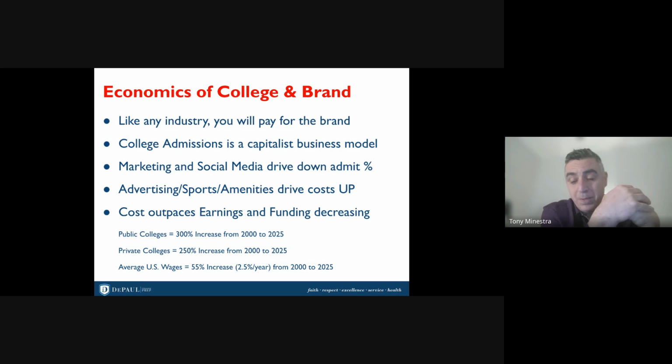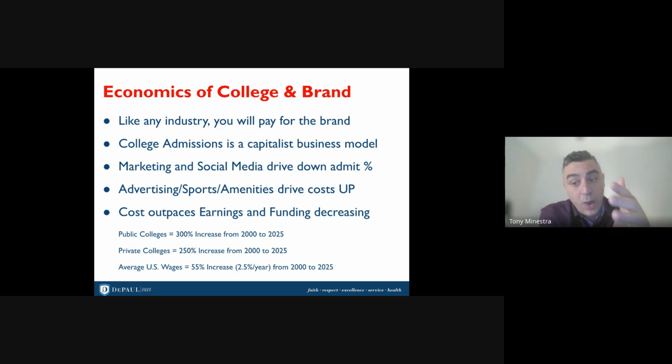Advertising is a big cost contributor as to why costs are going up for colleges. Sports, believe it or not, very few colleges, less than 5 colleges, make money on their athletic programs nationally. Sports cost colleges money. And amenities, lazy rivers, rock climbing walls, right? Marble countertops in the bathroom. All of these factors are driving costs up, which has made things difficult for families. In fact, from 2000 to 2025, public colleges have increased on average about 300% in their cost of attendance. Private colleges are close, about a 250% increase in that 25-year time.